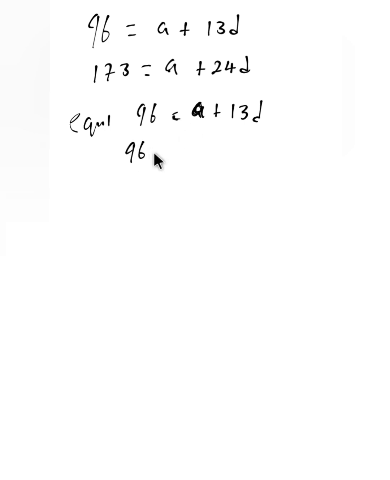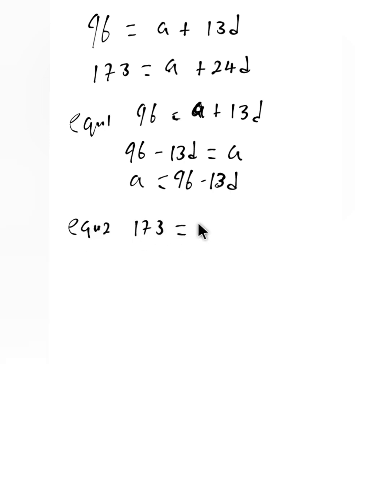We have that 96 minus 13D, taking this to the other side of the equation, is equal to A, where A is equal to 96 minus 13D. Now we're going to substitute this expression in equation 2. In equation 2, 173 is equal to A plus 24D. Recall that A from equation 1 is 96 minus 13D. So in place of A, we just write 96 minus 13D. That gives us 96 minus 13D plus 24D.